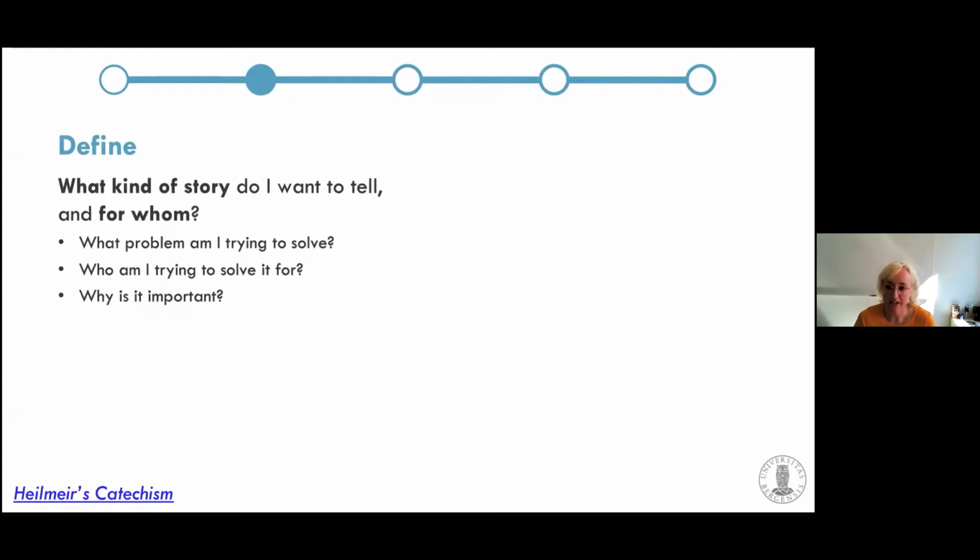After I've done the research and understand the space that I'm working in, I then try to clearly define the problem. So I think about answering this question: what kind of story do I want to tell, and for whom? Drew did an excellent job talking about this a lot already. When I'm thinking about this, I use Heilmeyer's Catechism, and this is a recipe to evaluate proposals on large-scale projects. This is especially used in startups, but it's also useful for research for me to help scope my work. Some of the main questions that come out of this are: what problem are you trying to solve? Who are you solving it for? And this one's a big one: why is it important? How do you motivate the work that you're doing?